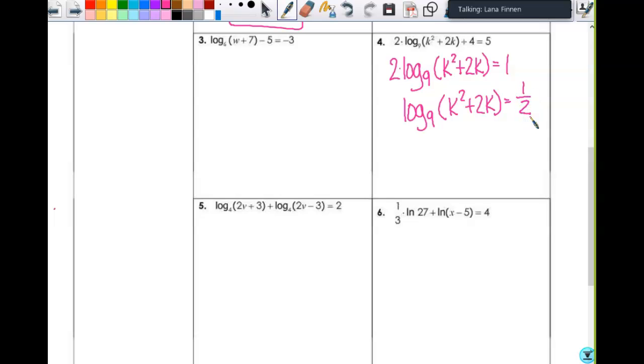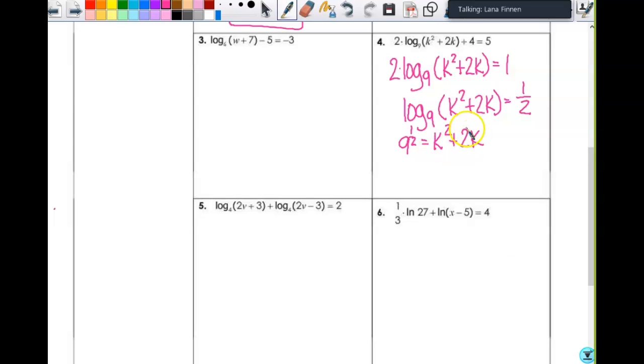So now I have my log isolated and condensed. I'm going to rewrite this. So I'm going to get 9 to the 1/2 power equals k squared plus 2k. So what is 9 to the 1/2 power? This is the square root of 9, which is 3, right?